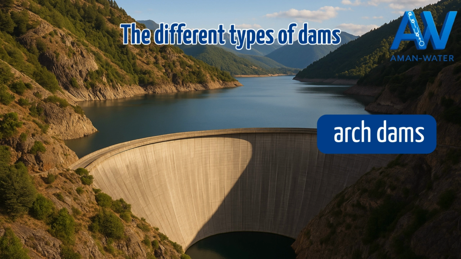Then there are arch dams. Their role isn't to resist alone, but to transfer all the pressure to the rocky walls of the valley. Their marked curvature is essential. It allows forces to be distributed laterally, making these structures very efficient in narrow, rocky valleys. Their effectiveness comes less from their weight than from their geometry.